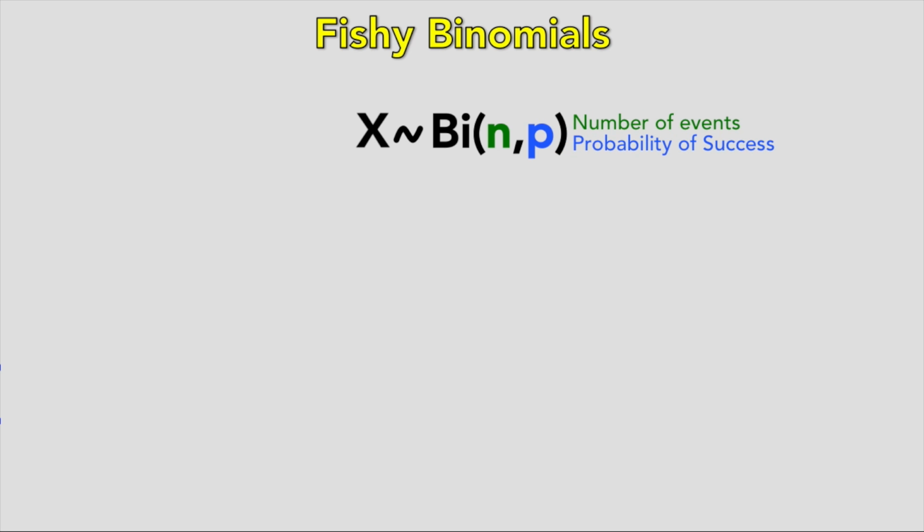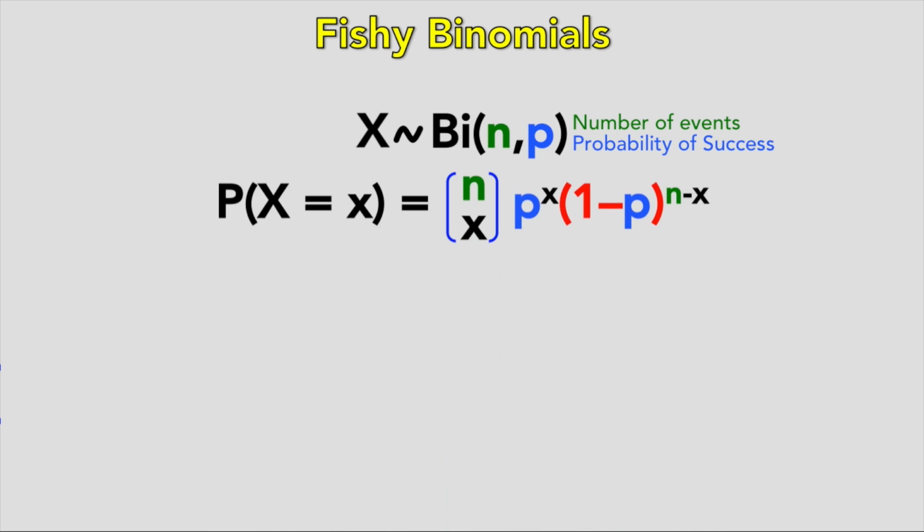Now in S2, X squiggle B(n, p) doesn't mean that X likes a bit of both. It means that X is binomially distributed, where n is the number of events and p is the probability of success. Therefore, the probability of X being one value, shown by little x, is given by p to the power of x multiplied by 1 minus p to the power of n minus x, all multiplied by the coefficient.